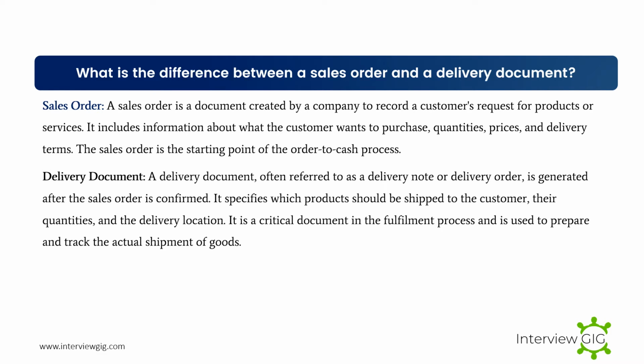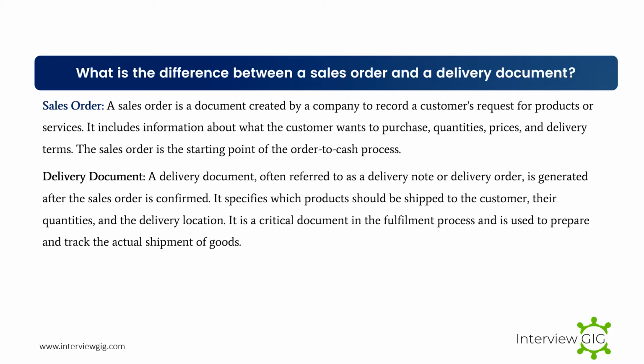What is the difference between a sales order and a delivery document? Sales order: a sales order is a document created by a company to record a customer's request for products or services. It includes information about what the customer wants to purchase, quantities, prices, and delivery terms. The sales order is the starting point of the order-to-cash process.